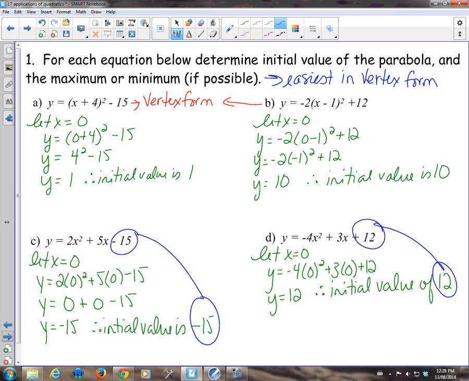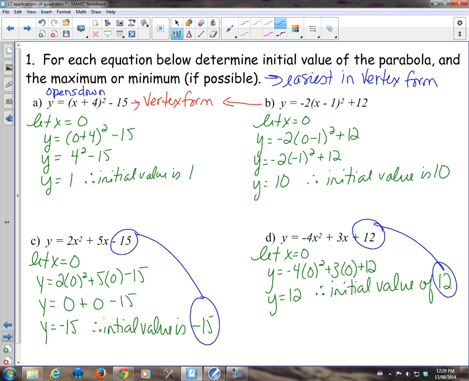The only other thing is we have to decide if it is a maximum, a high point, or a minimum, a low point. You'll know it's a maximum if it opens down because the vertex will be the highest point.